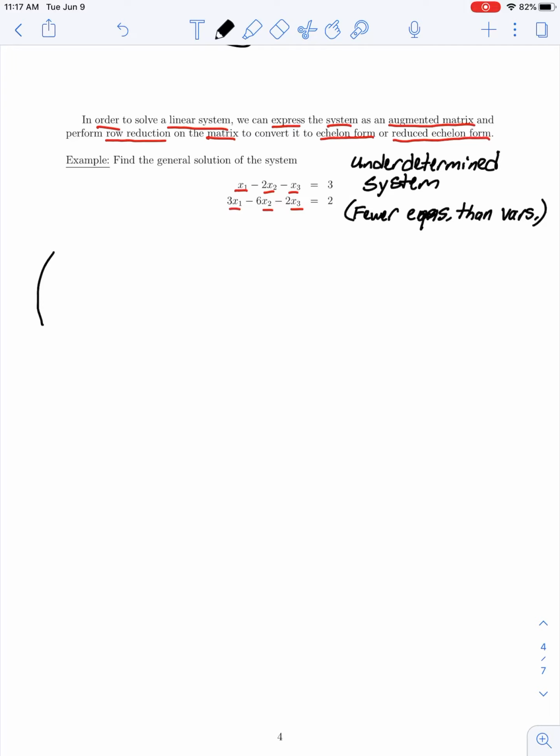So here, the first row of our augmented matrix would be 1, -2, -1, and 3, where I'm going to put a vertical bar in my matrix to denote an equal sign, or to denote which coefficients are coefficients of my variables and which entry represents a constant on the right-hand side of my equation. Now my second row in the matrix would be 3, -6, -2, 2.